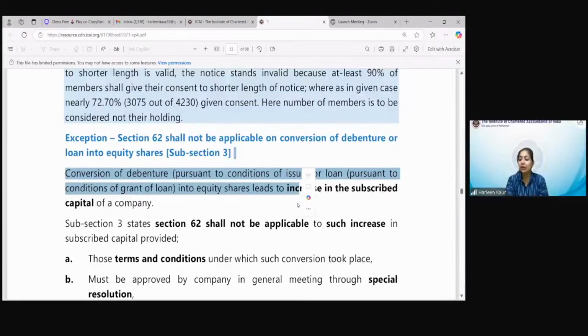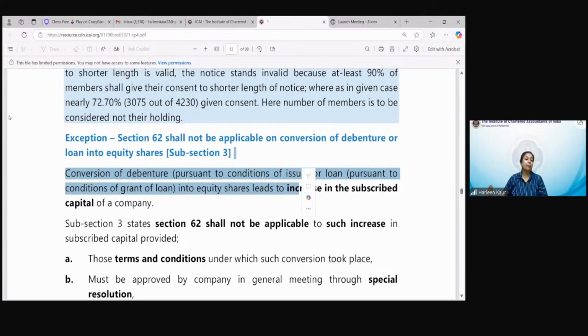If I am converting my debt into equity, children, am I increasing my share capital? Yes, Kevin, your answers are correct. Good. If there is a loan which is being converted into equity, yes, ma'am, we are increasing our subscribed share capital.